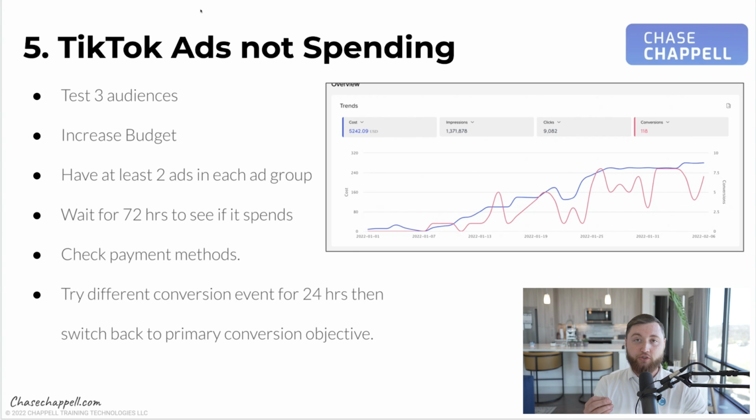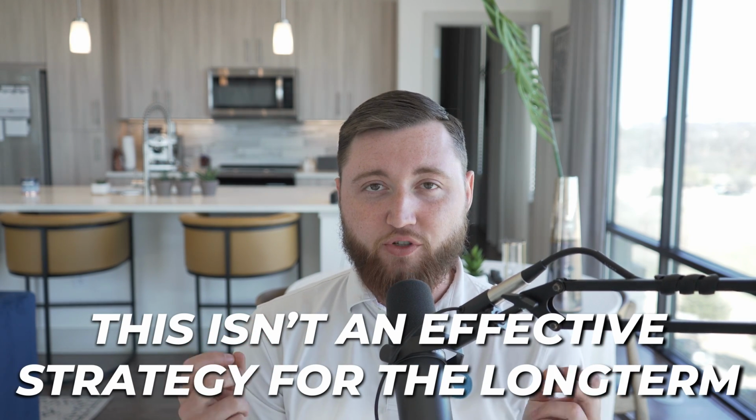And then the other thing is, if you still have done all of these things and you can't figure it out, go ahead and try a different conversion event. So if you're optimizing for purchase conversions, you can always switch it to a click-based conversion campaign, but focused on purchases. It's still going to be achieving purchases, but it's optimizing for clicks, and that's going to get your delivery going. Now, this isn't an effective strategy for the long term, but it will help your account to start really getting the delivery on the actual ads.